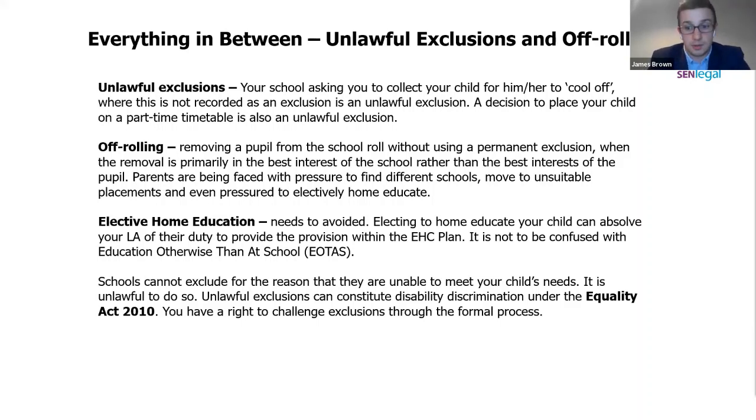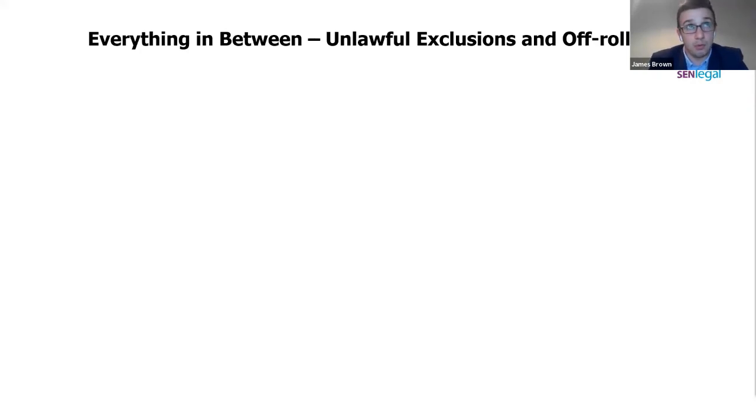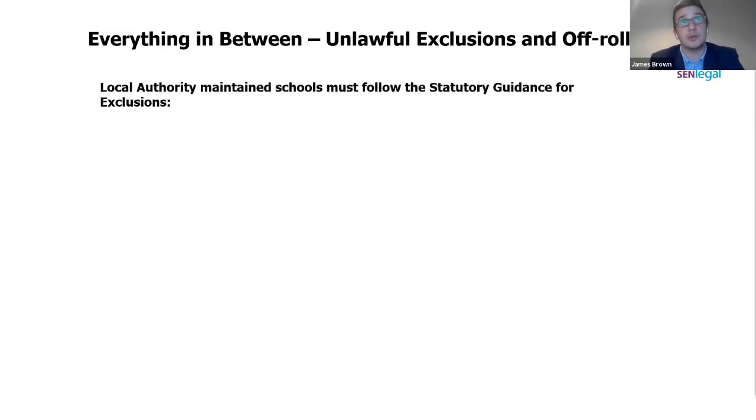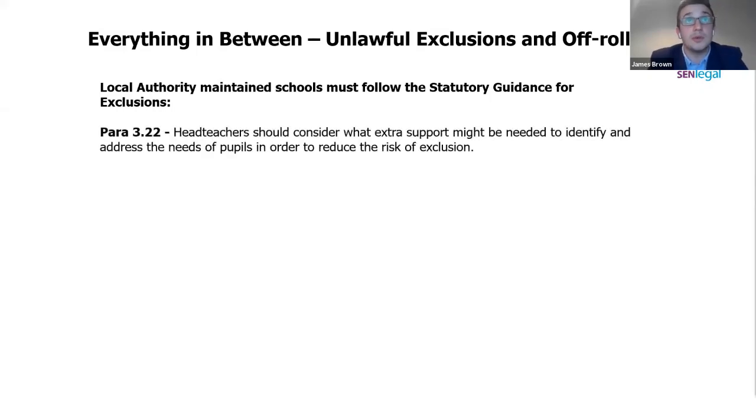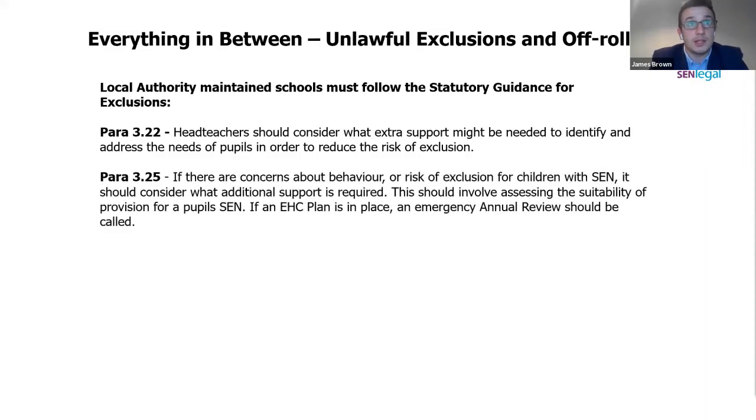However, what I want to consider is whether or not the exclusion is the be all and end all, and whether or not you want to be scared of that as parents, and what that may mean for your child in terms of the provision they receive. Because what local authority maintained schools have to do is follow the statutory guidance for exclusions. And what that says at paragraph 3.22 is that head teachers should consider what extra support might be needed to identify and address the needs of pupils in order to reduce the risk of exclusion. Paragraph 3.25 is that if there are concerns about behavioural risk of exclusion for children with SEN, it should consider what additional support is required.